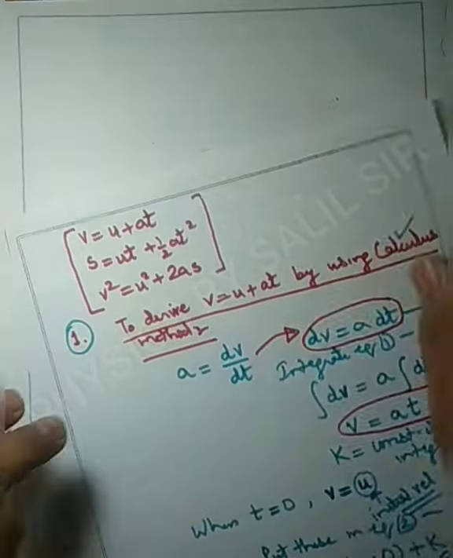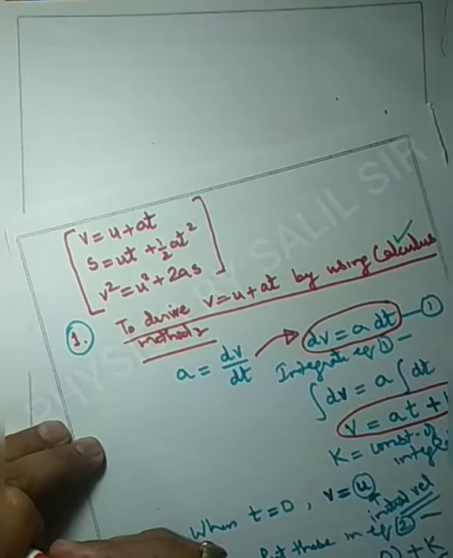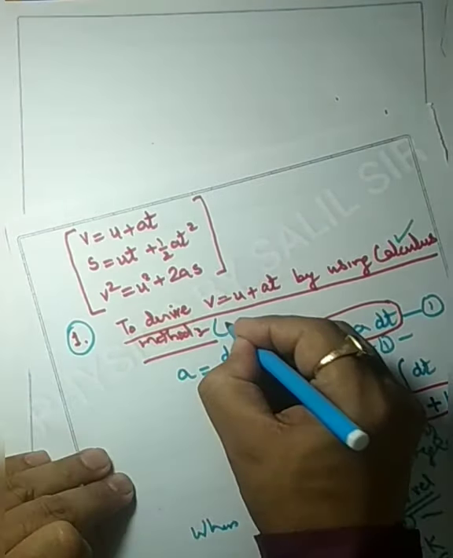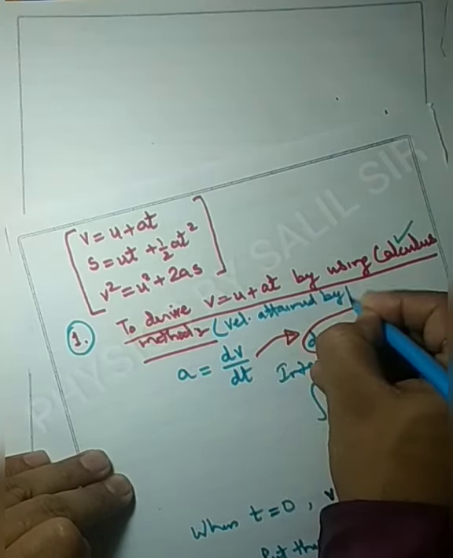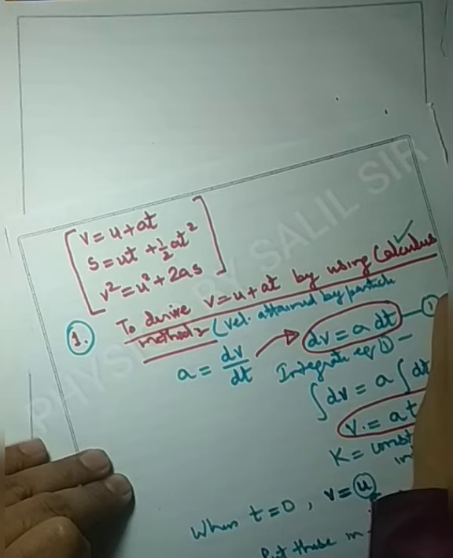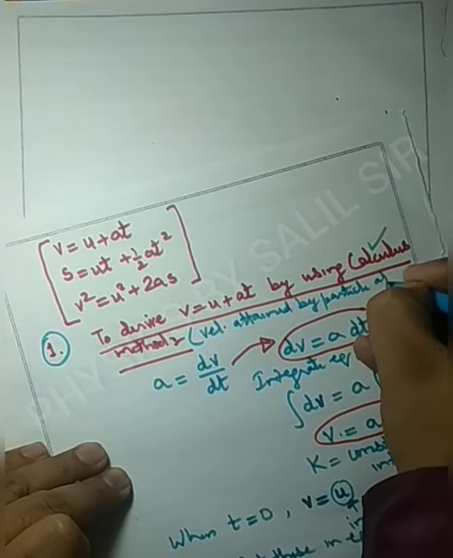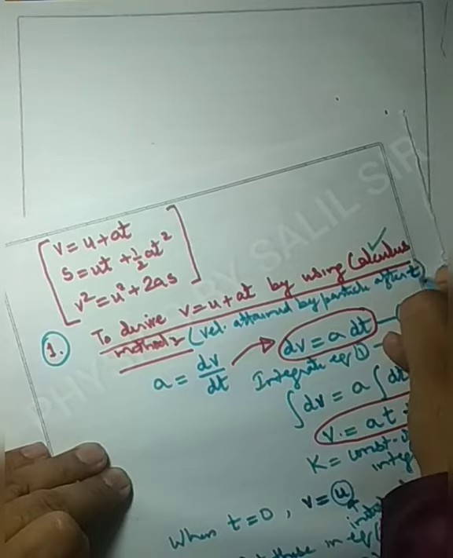Now the second derivation is the displacement of particle after time t. This was the first derivation. We can call it the velocity attained by the particle, or we can say the velocity attained by particle or body after time t.